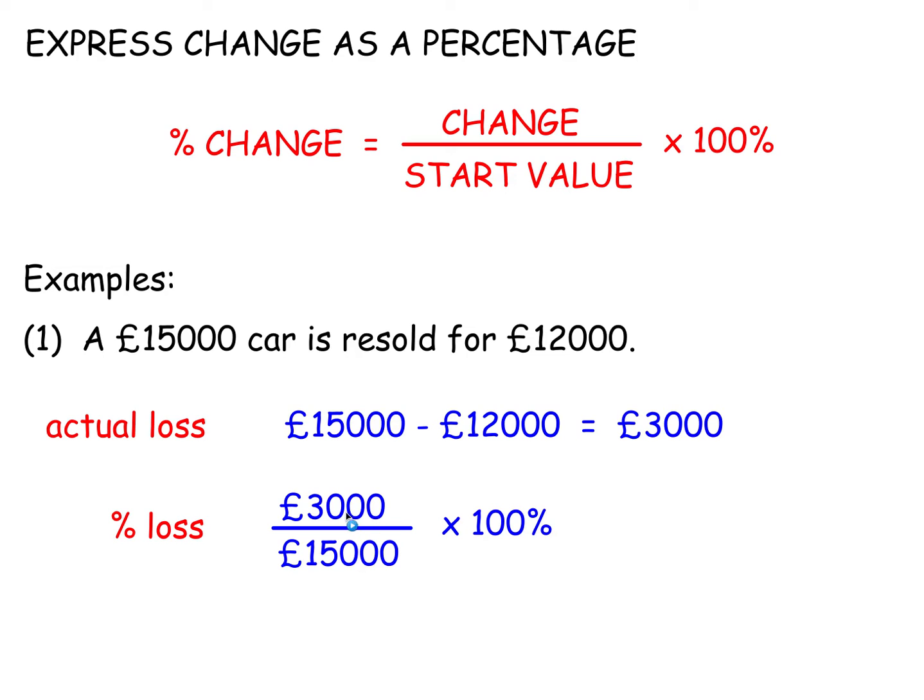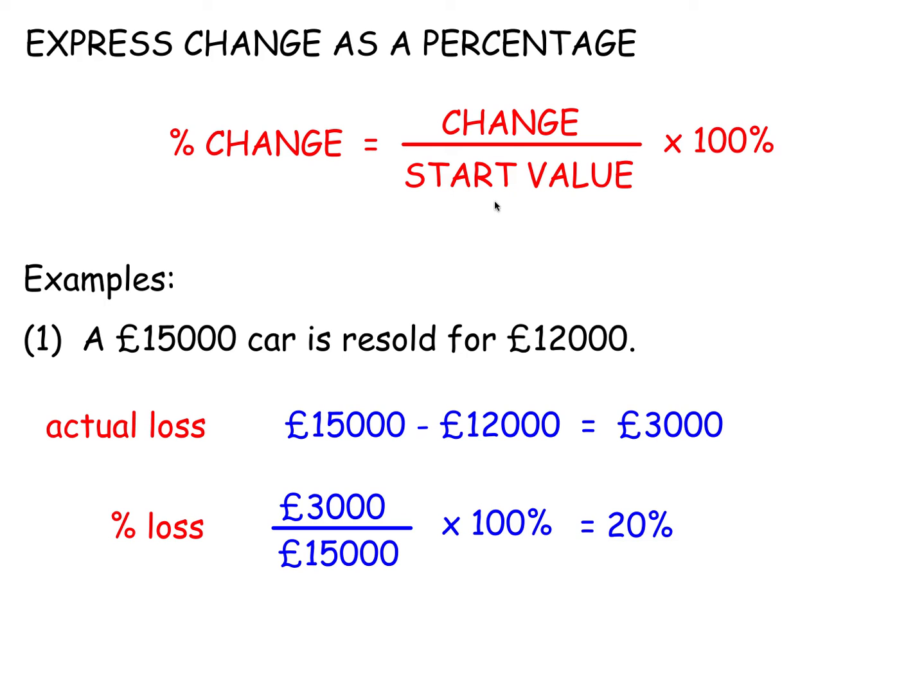This is non-calculator. You can score off 3 zeros in the top and 3 zeros in the bottom, and it's 3/15. 3/15 is 1/5. 1/5 of 100% is 20%. So it can be done without a calculator. On a calculator, it would be 3,000 divided by 15,000 times 100, and that would come to 20%.